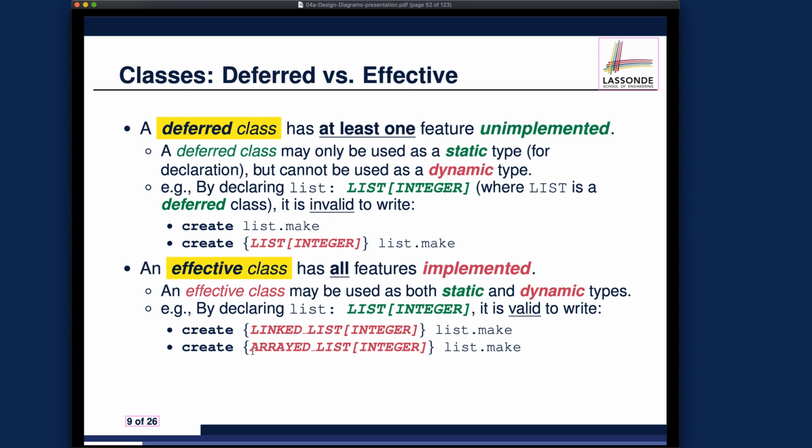You can also use array list, which is just another effective descendant class of the list class. Also remember in EiffelStudio, you can look up the descendants versus ancestors for a particular class.